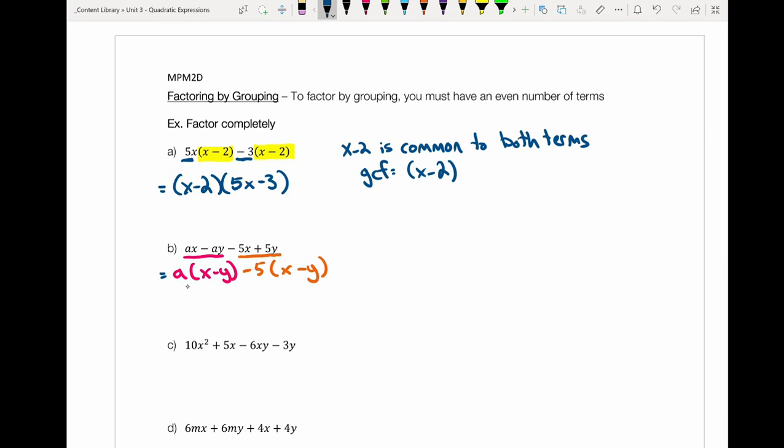Both of these terms share this x minus y bracket. So x minus y is going to come out in front. And then what remains? Well, it's just these two terms in front, or a minus 5.